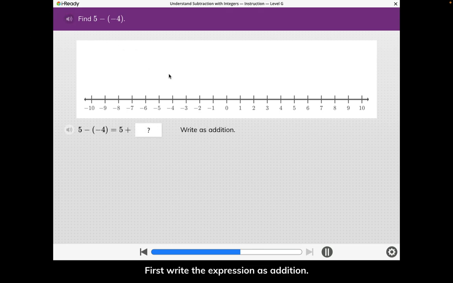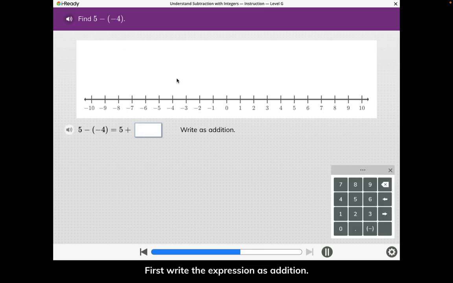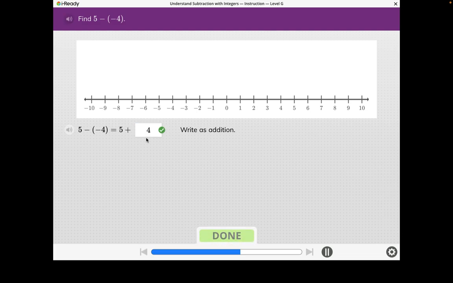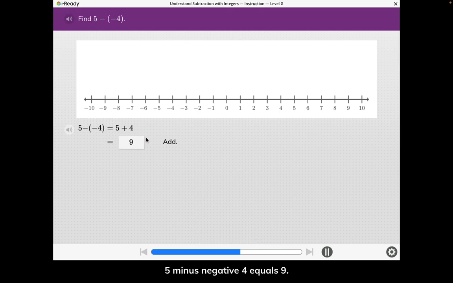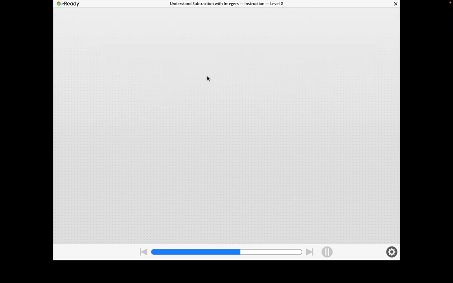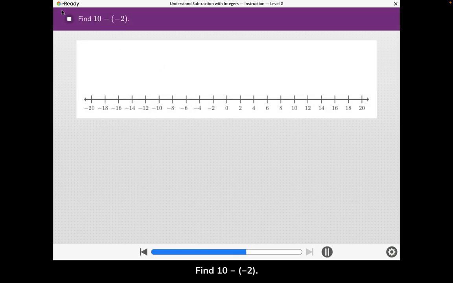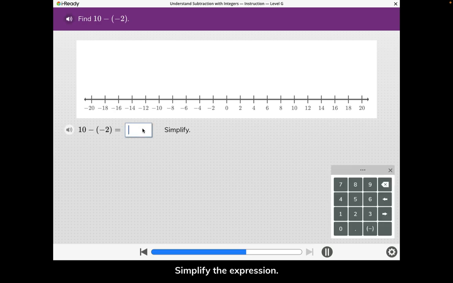Find 5 minus -4. So 5 plus the opposite of -4, so it's 4, positive 9, so it's 9. So 10 minus -2, so 10 plus 2. So 10 plus 2 is equal to 12.